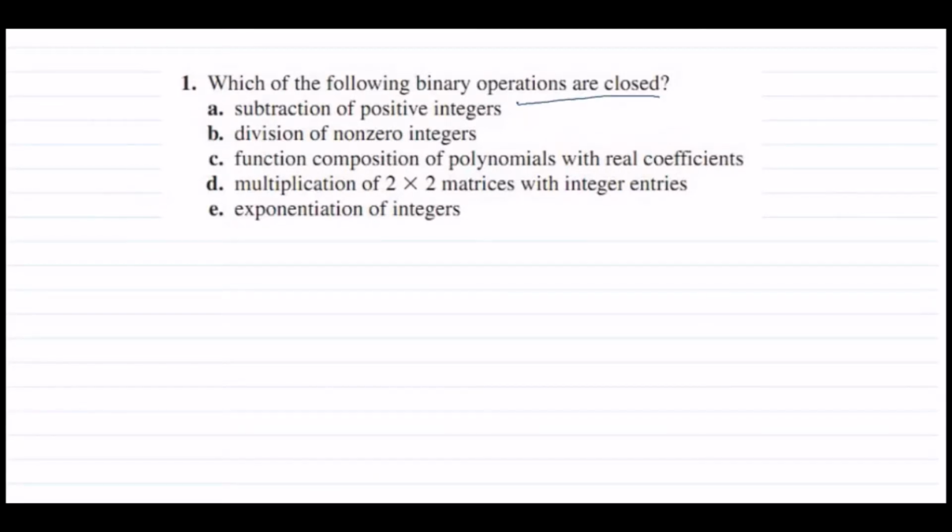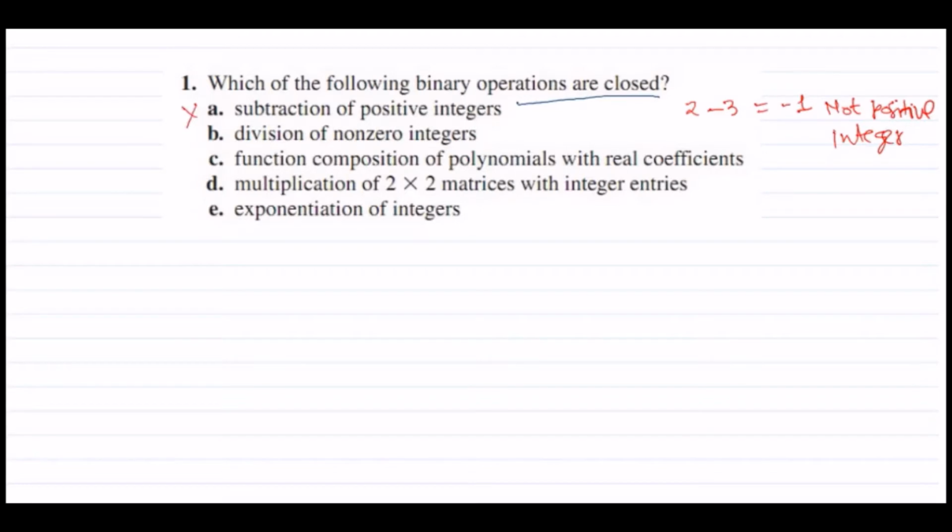So for this one, let us consider A, subtraction of positive integers. Of course this is not closed, because if we take any two integers, suppose we are taking 2 and 3 and we are subtracting them, then we are getting negative 1, and this is not a positive integer, and therefore this is incorrect.